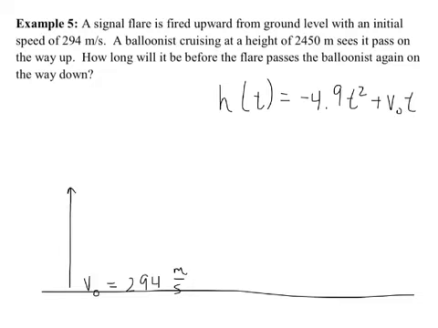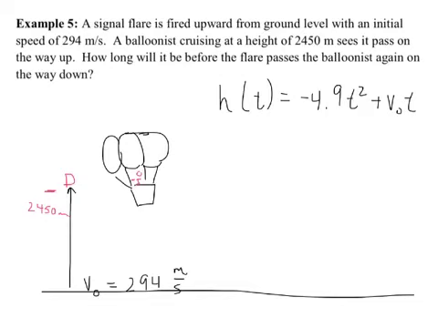A balloonist is cruising. What does cruising mean? Just like floating along, right? Hanging out. Here's the balloonist, chilling, hanging out right there. They see the rocket or the flare, whatever it is, the object, it doesn't matter. They see it pass by on the way up, and it's 2450 in height. How long will it be before the flare passes the balloonist again on the way down?